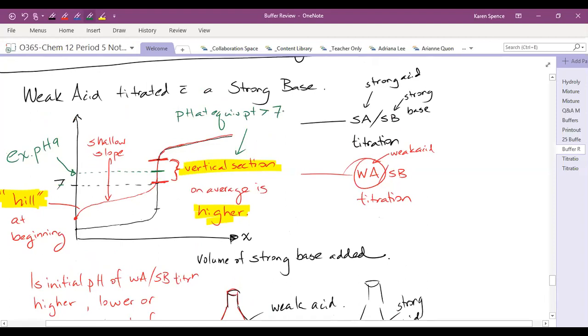And why is it greater than 7? It's greater than 7 because you have made a salt, but that salt can hydrolyze, and it will be the anion that hydrolyzes, and so you'll end up with basic hydrolysis. Okay, so that would be due to anion hydrolysis. And that's a lot on that one little graph. We will go over this again next time because that was a lot to do just in one little session.